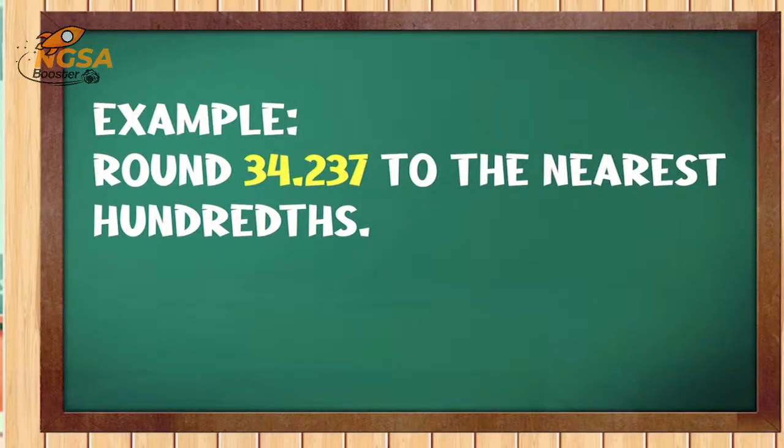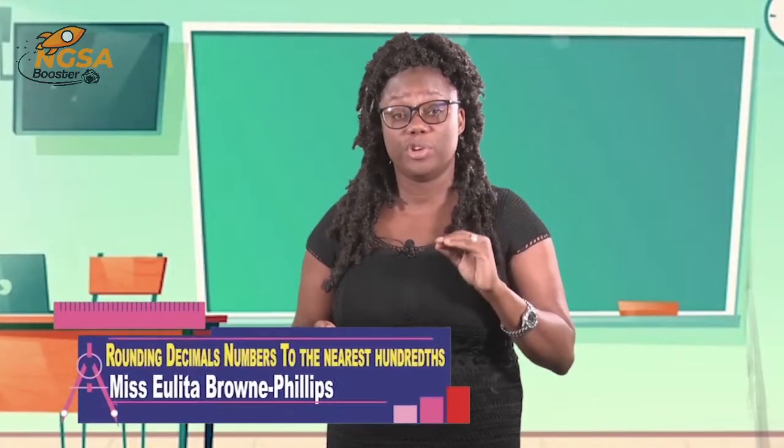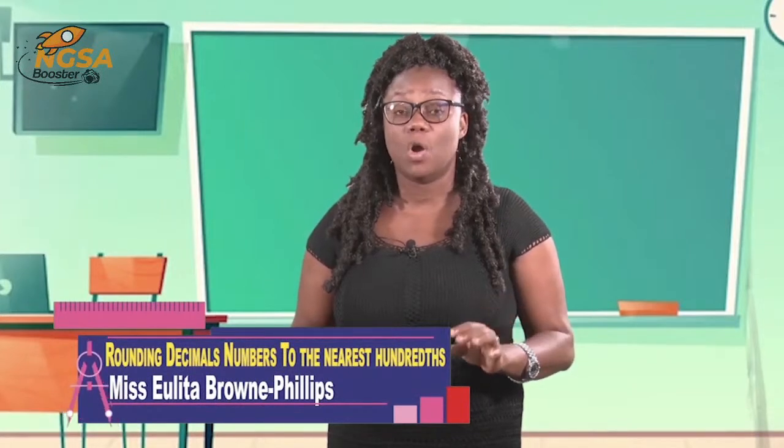Round 34.237 to the nearest hundredths. Now let's identify the number that is in the hundredths place. The number in the hundredths place is 3. Let's identify the number in the thousandths place. The number in the thousandths place will tell you what you have to do: rewrite the decimal as it is, or add 1 to the hundredths place.